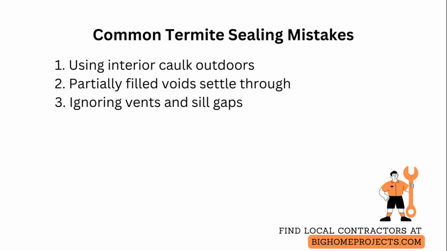The most common mistake is using an interior caulk outdoors which fails quickly. Replace it with a labeled exterior product that resists ultraviolet and temperature cycling. Another frequent issue is leaving conduit and expansion joint voids only partially filled so termites can tunnel through settled material. Prevent that by backing larger voids with closed cell backing and applying material in stages until compacted and flush.